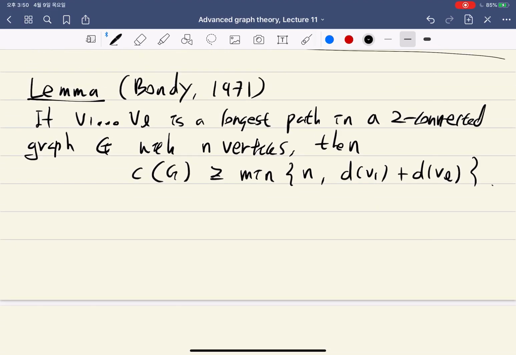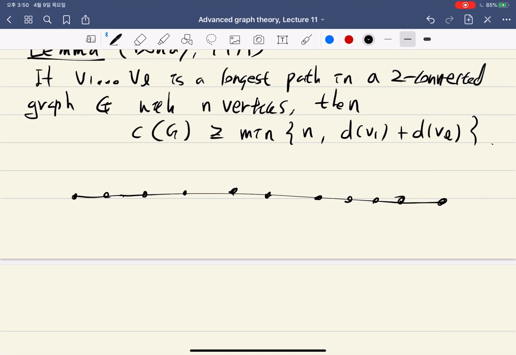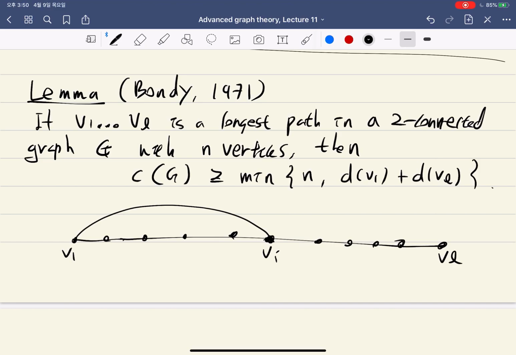So now we want to prove this lemma. So basically, the approach we will take is that if we have this path, and if we have, say, a neighbor of this P1 and say PL, a neighbor of this which is PI, and because this is the longest path, we know that all the neighbors of P1 and PL are within this path.